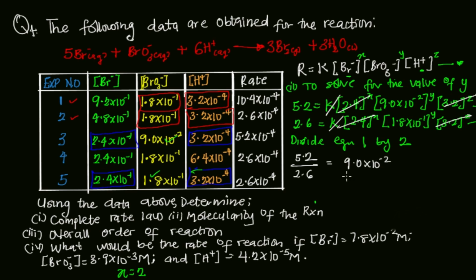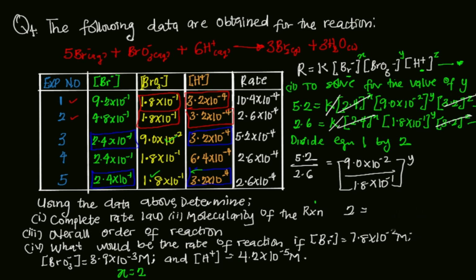raised to the power of minus 2, divided by 1.8 times 10 raised to the power of minus 1. And in this case, it is raised to the power of y. So now let's simplify this and see what we're going to have. Here we should have 5.2 divided by 2.6, right? So everything here is going to give us 2.